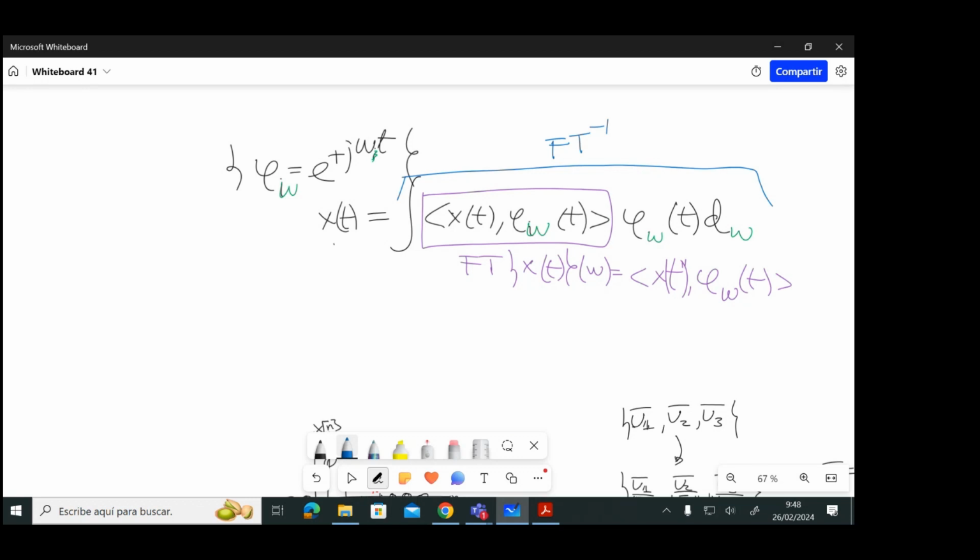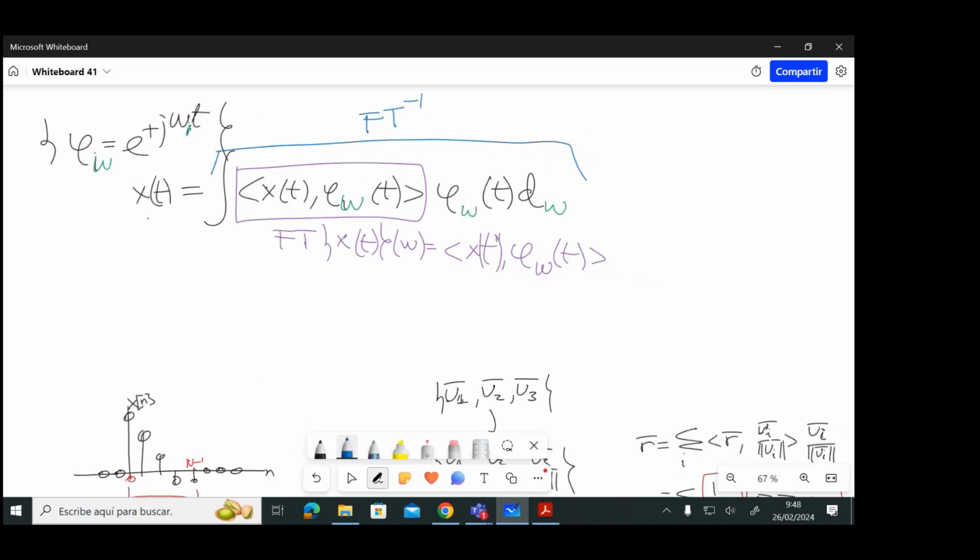So in the inverse Fourier transform, these elements here are the Fourier coefficients. The Fourier coefficients are just these. Something important: many times you make mistakes here. This is the integral from minus infinity to infinity of x(t) times e to the minus j omega t, differential of t.